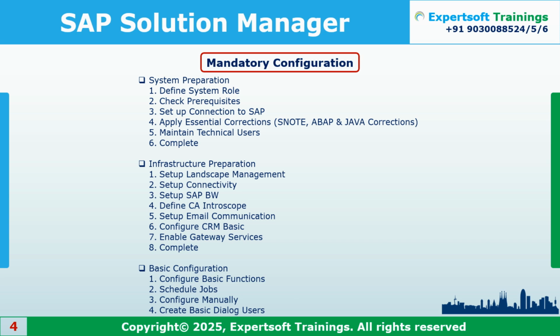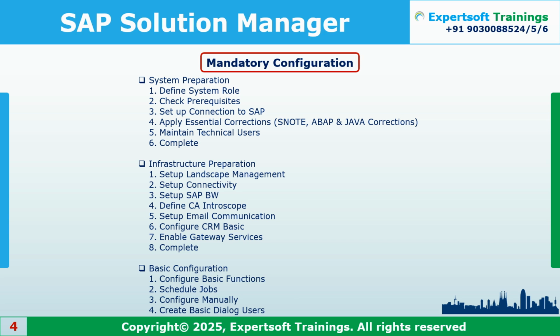Set up email communication. Whoever works on Solution Manager, we have to configure those email IDs under infrastructure preparation, set up email communication. If you are configuring early warning alerts, an email should go to the user, right? So at that time, this will help us send an email from Solution Manager to the user. Then configure CRM, customer relationship management basics, and enable gateway services. And the last one is complete.